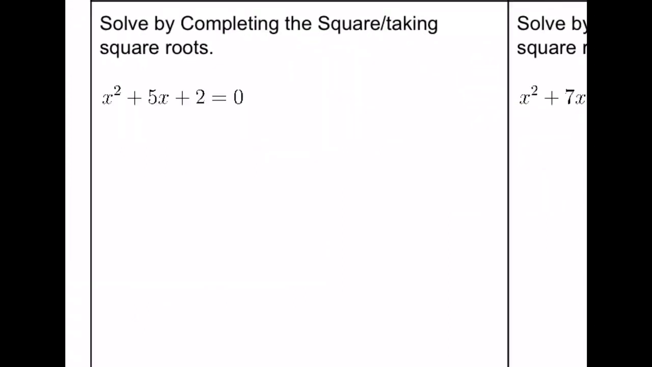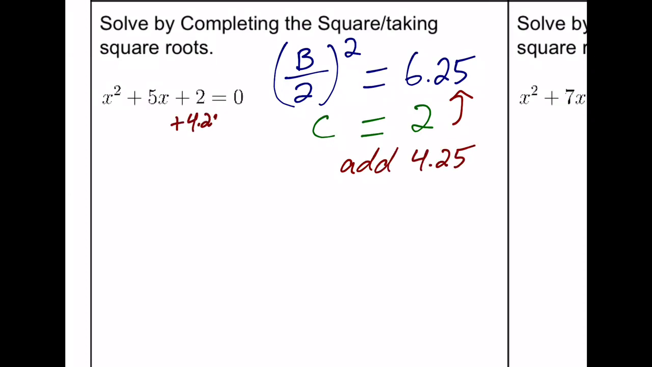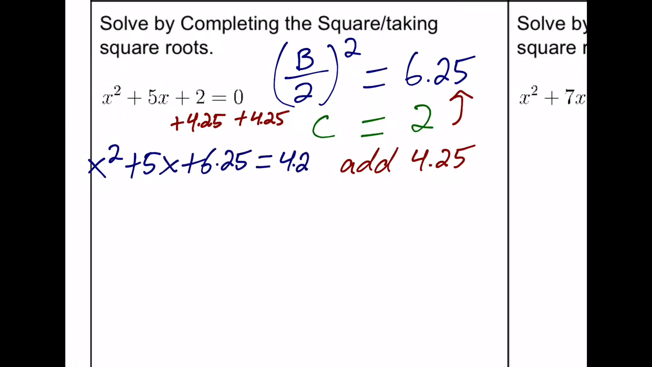And the last row, if b is 5, then b over 2 squared is going to be 6.25. And c, we know, is equal to 2. How do I get from 2 to 6.25? I'm going to have to add 4.25 to both sides. If I rewrite my equation, I now have x squared plus 5x plus 6.25 is equal to 4.25.